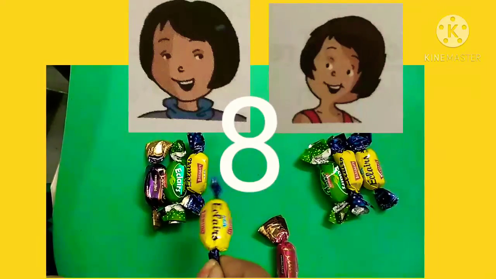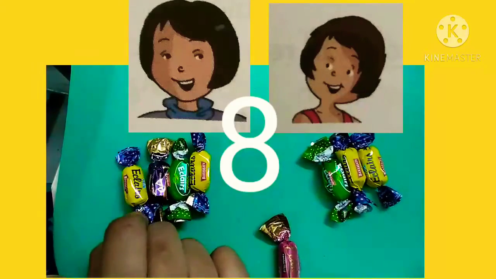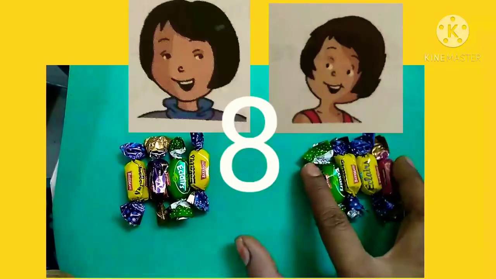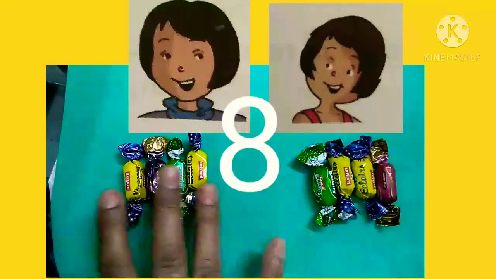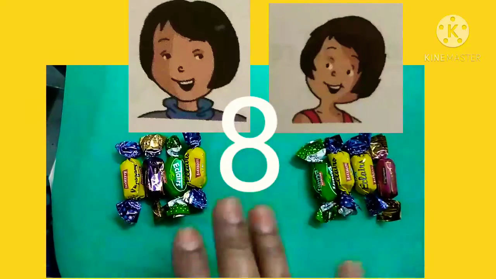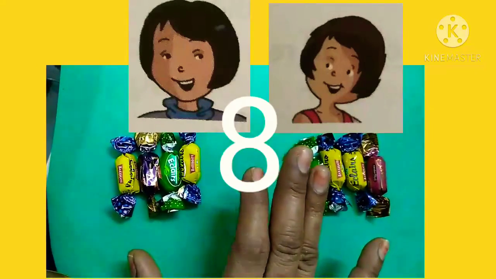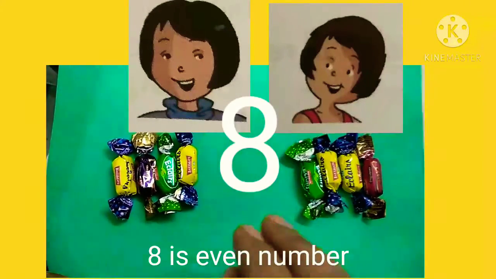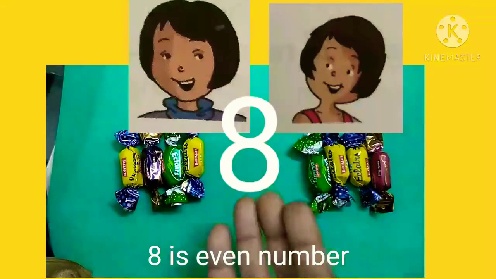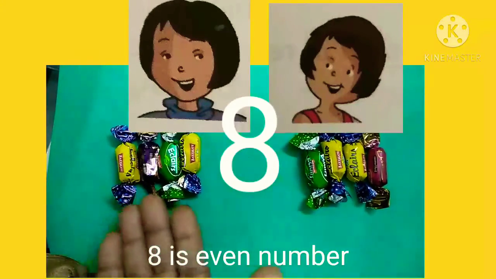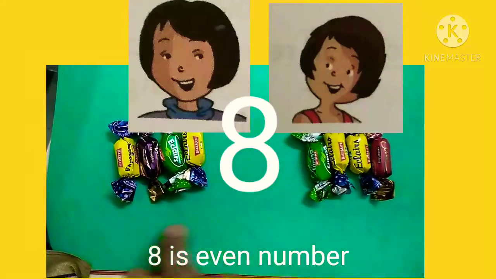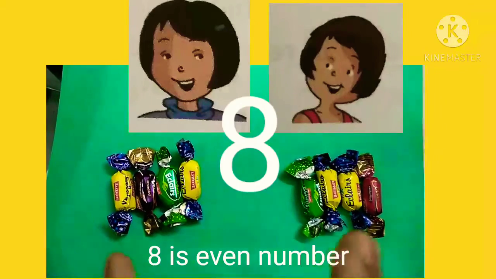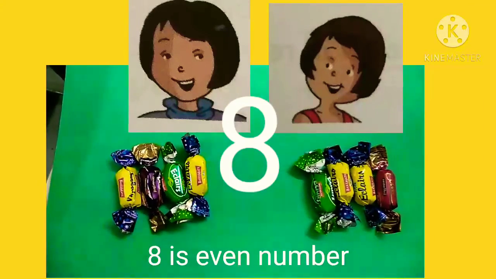See here, I am adding one chocolate to Latika and one chocolate to Ritu. Here, see, Ritu has 4 chocolates and Latika has 4 chocolates. 4 plus 4 is 8. Here it is equally divided, you know. So 8 is an even number. I divided my 8 chocolates equally between 2 persons, Latika and Ritu. So 8 is an even number. It is divided equally. 8 is an even number.